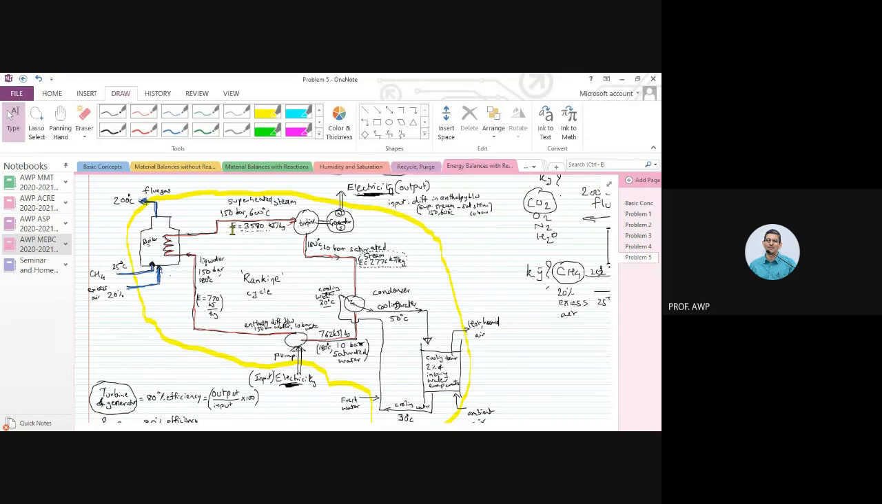There are extra coils, and something called an economizer, which basically generates more heat from the flue gas.